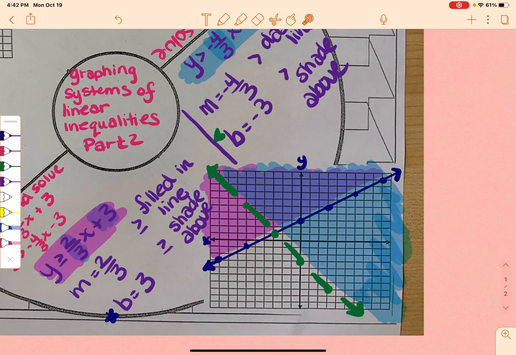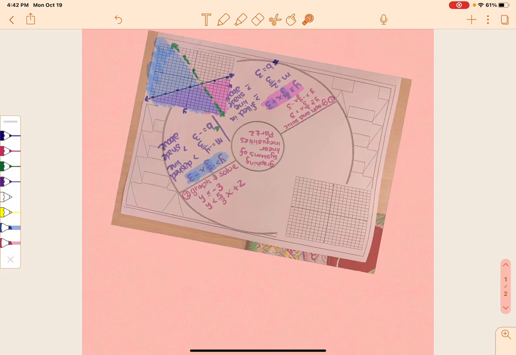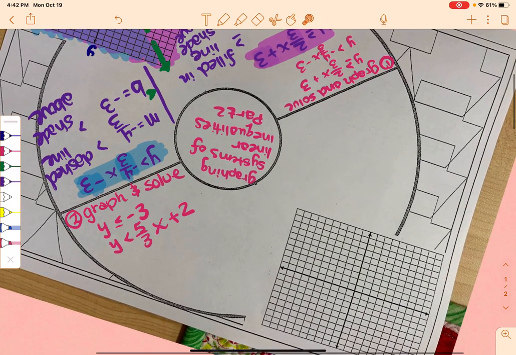Okay, let's try one more. This one, the notation looks a little different, so I want to make sure we see one like this. So on this one, I have graph and solve. Y is less than or equal to -3, and y is less than 5/3 x plus 2. So my first job is going to be to separate these.